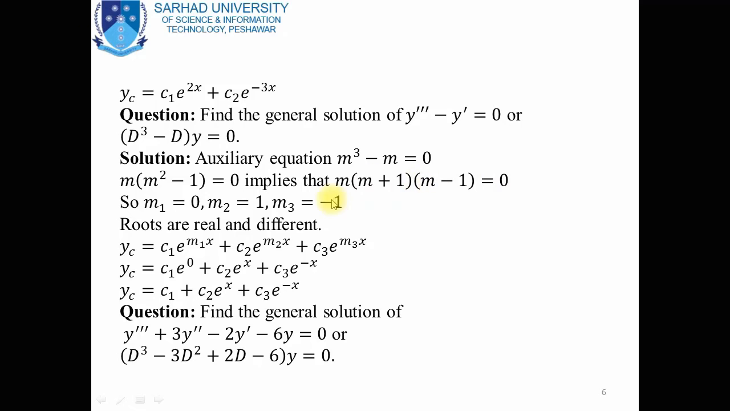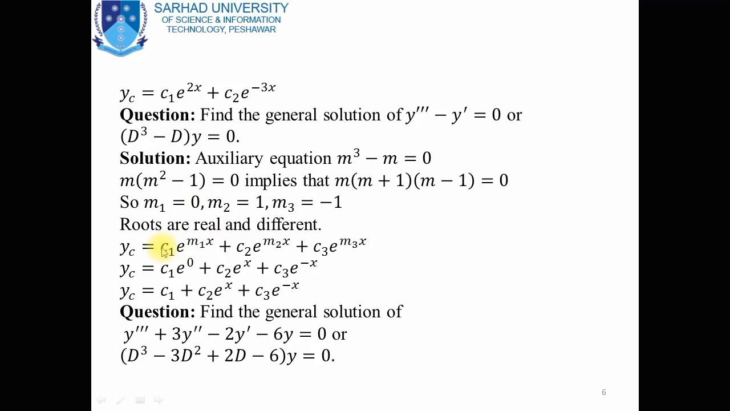Now this expression gives m1 is equal to 0, m2 is equal to 1, and m3 is equal to minus 1. We have three roots: m is equal to 0, m is equal to minus 1, and m is equal to plus 1. So there are three different real roots.